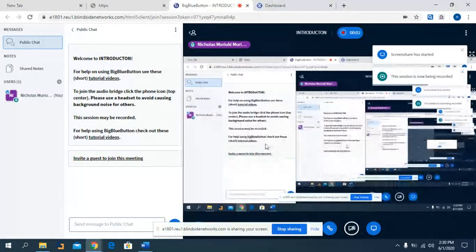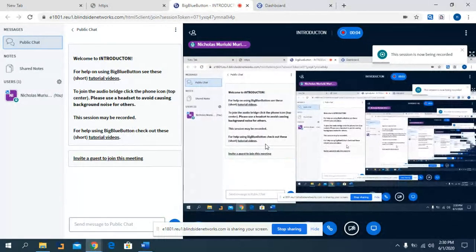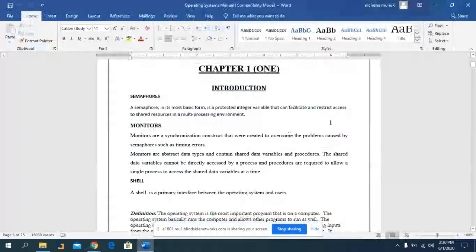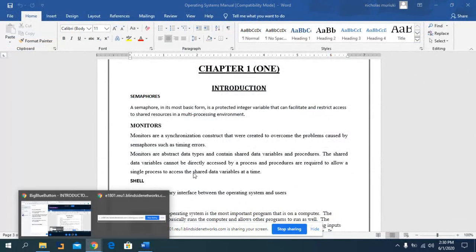So today we are supposed to start on definition of terms. And if you look at the notes that I sent, we are supposed to look at various terms. And I think most of them have been shared here.